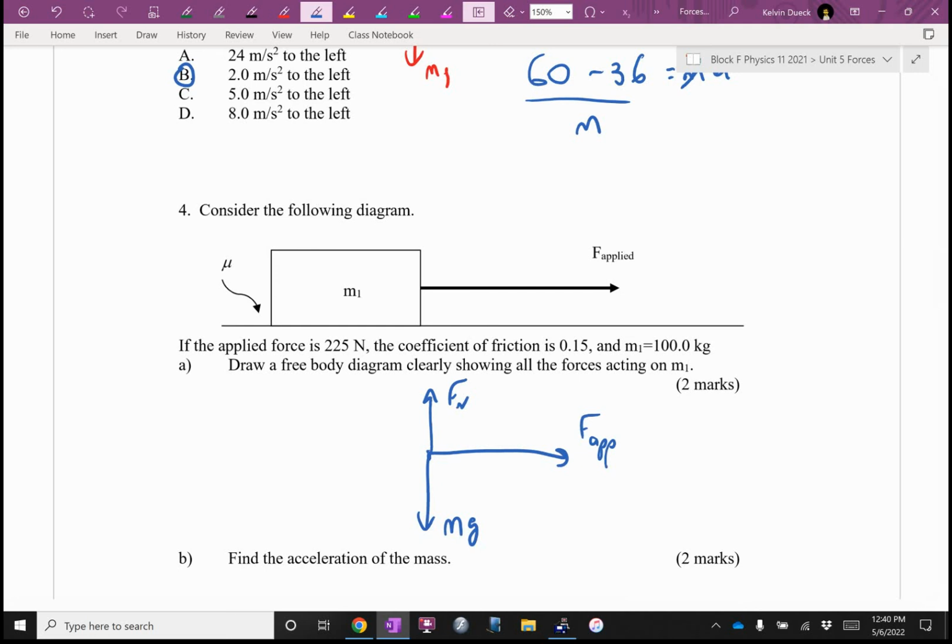If it's at rest, what's its acceleration? Which means forces must be balanced. So, if it was at rest, how would friction compare to F applied? Same size, just like constant speed.